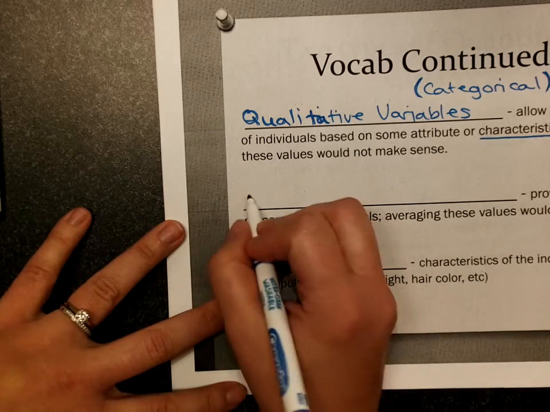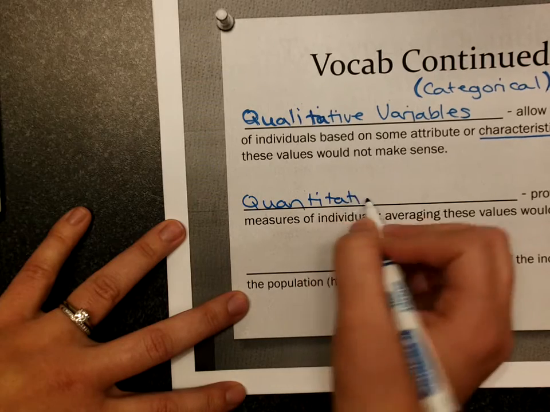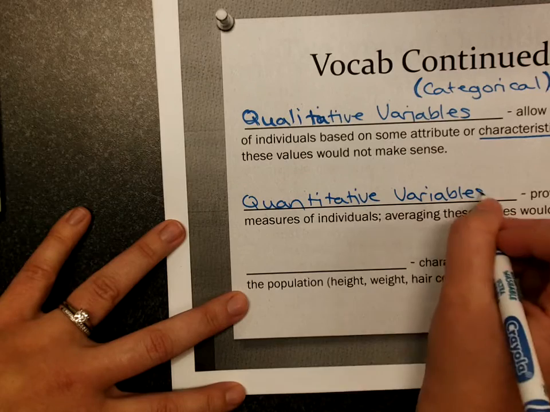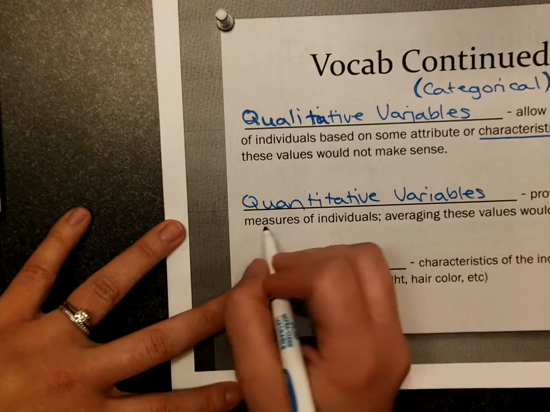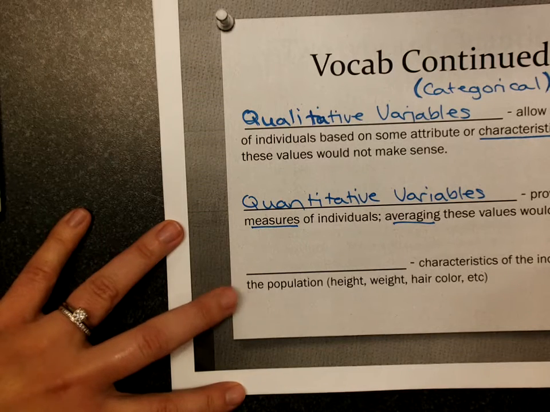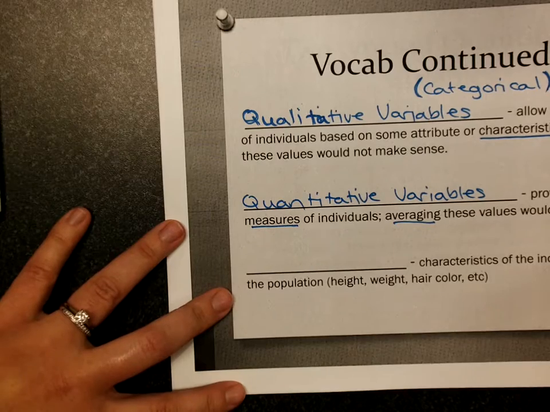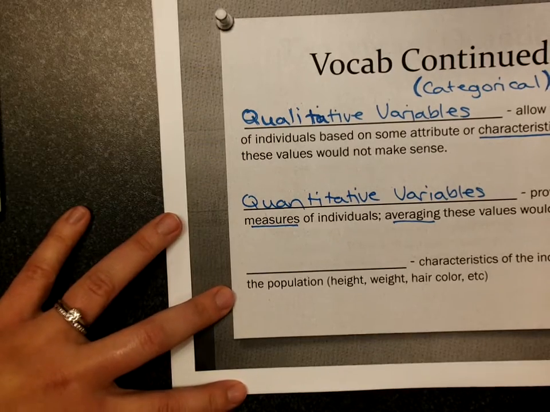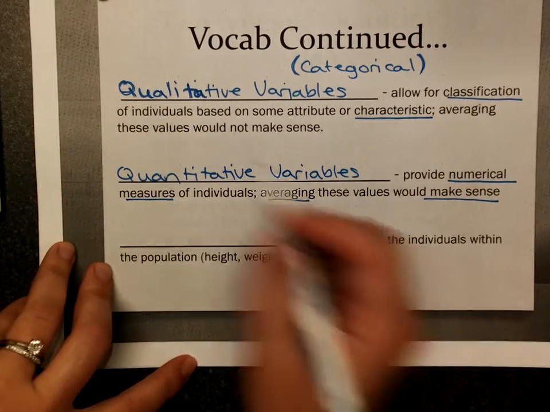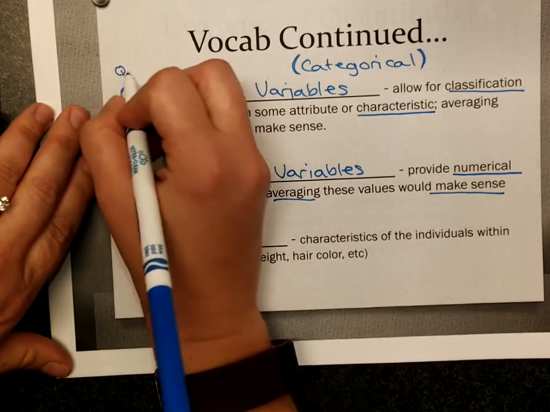And then we have what are called quantitative variables. And these are for numerical measures of individuals. And averaging these values does make sense. So height, weight, age, any kind of numerical measure we can think of, that would be a quantitative variable, where it would make sense to average. So we have qualitative, and when I see that word, I think of the word quality.